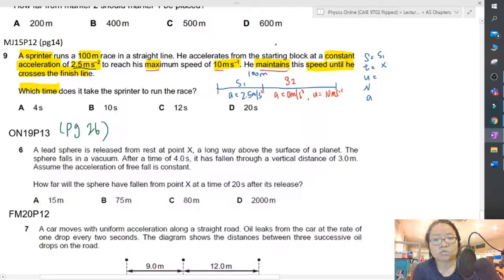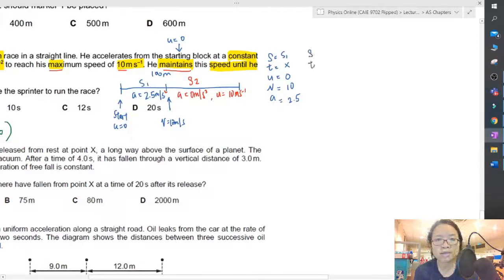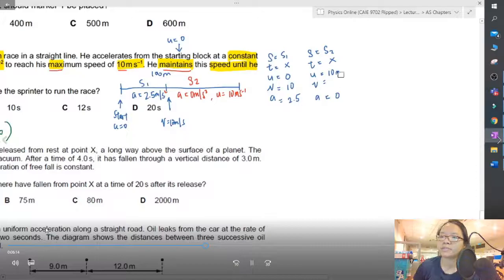So let's say I take STUVA for the first portion. S is S1. T, we don't have, you're looking for it. U is 0 because he starts at the starting block. Your acceleration is 2.5, and this v is 10 meters per second. Then he maintains the same speed. Let's do STUVA for the second portion. S is S2, acceleration is 0, and u and v are both 10 meters per second, because you say he maintained the speed.